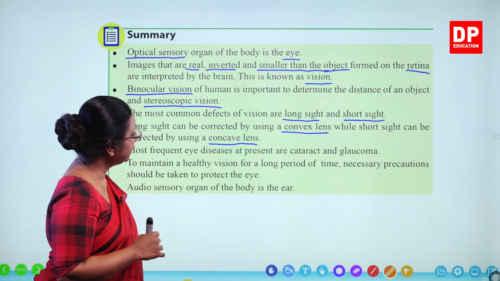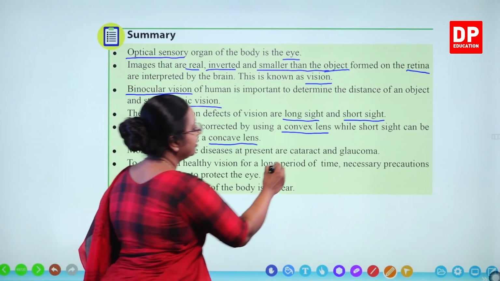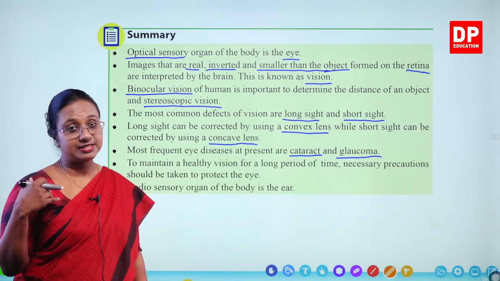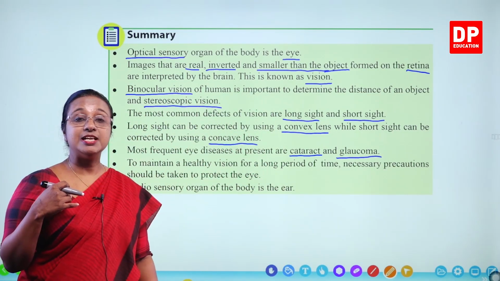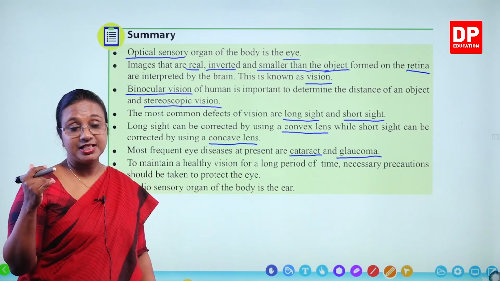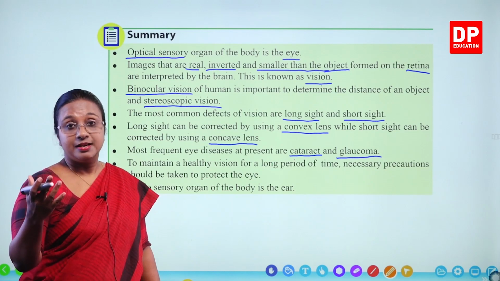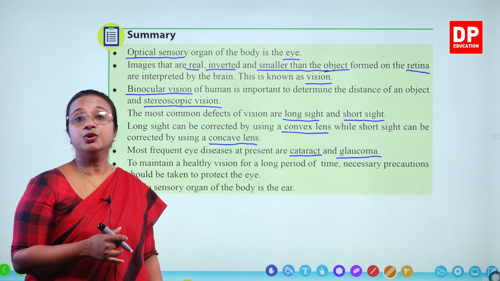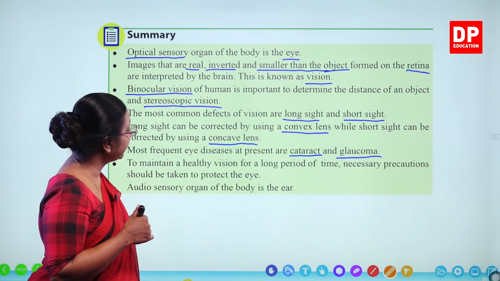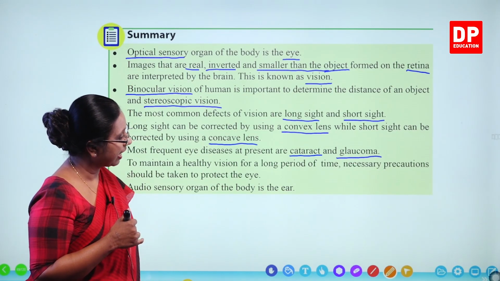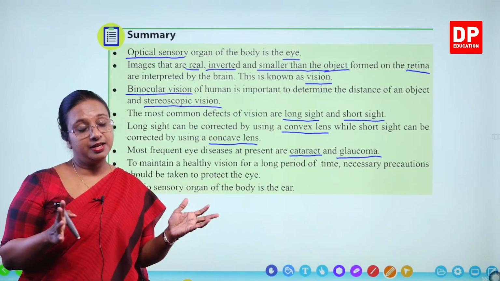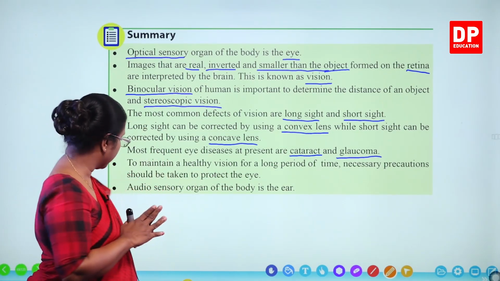The most frequent eye diseases at present are cataract and glaucoma. The two common diseases we discussed: cataract, due to denaturing of protein, and glaucoma, due to high blood pressure in the eye. The optic nerve gets damaged and that leads to glaucoma, reduced vision. To maintain a healthy vision for a long period of time, necessary precautions should be taken to protect the eye. So, you have to protect your eye.